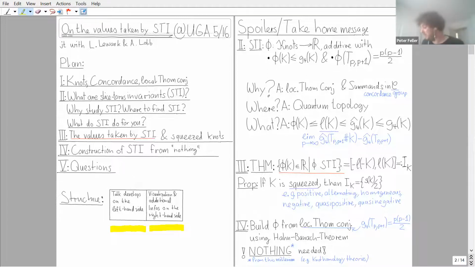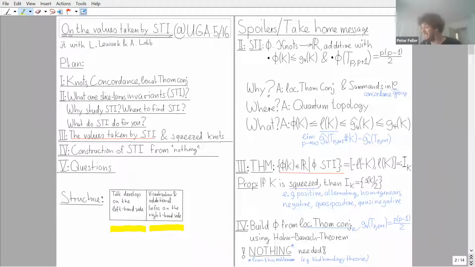And then I will give you some connection to squeezedness. I'm not defining squeezedness right now. I just want to say a knot is squeezed. This includes lots of examples of your favorite families of knots: positive, alternating, homogeneous, any connect sum, negative, quasi-positive, quasi-negative. All of these are squeezed.